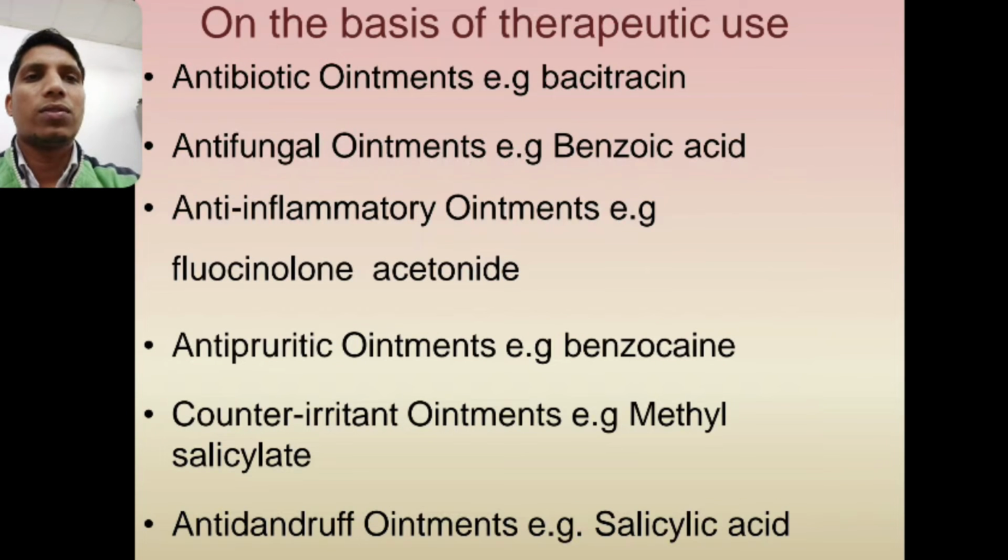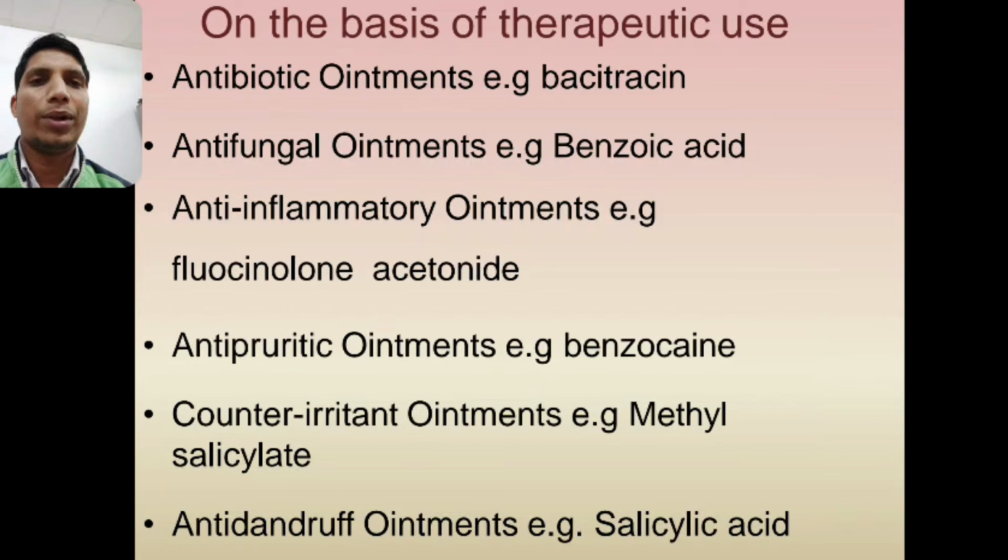But on the basis of therapeutic use, there are various types of classification, depending on what ingredients are used in the formulation. For example, if we use an antibiotic in the preparation, then it is called an antibiotic ointment, and it is also used for antibiotic purposes on the skin. Next is the antifungal ointments. An example is benzoic acid. These are only for fungi.